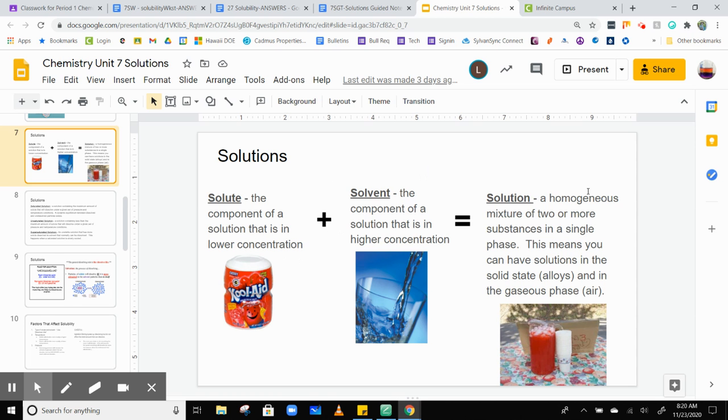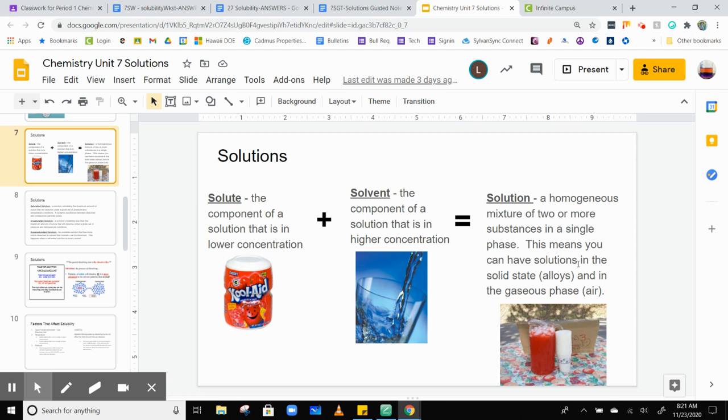A solution is a homogeneous mixture, meaning it looks the same throughout. It's a homogeneous mixture of two or more substances in a single phase. So you can put a liquid and a solid together, and they come together and form a solution. That works just fine. They just form a single phase. You can also have two liquids that come together and form a solution.